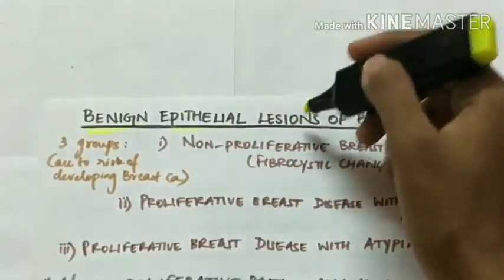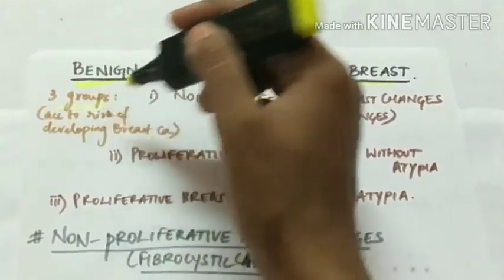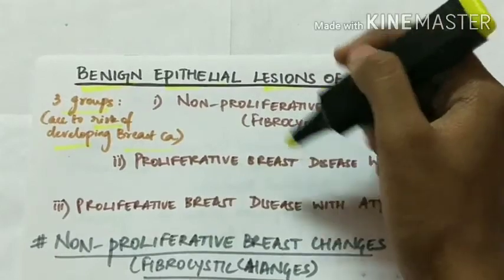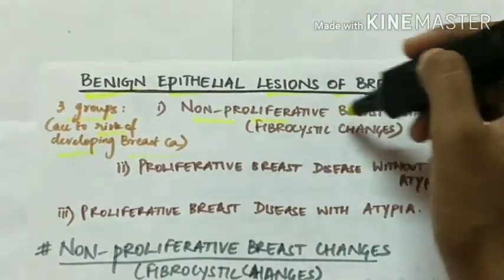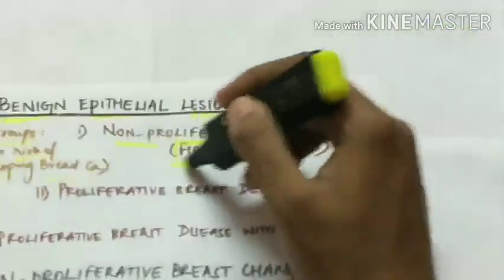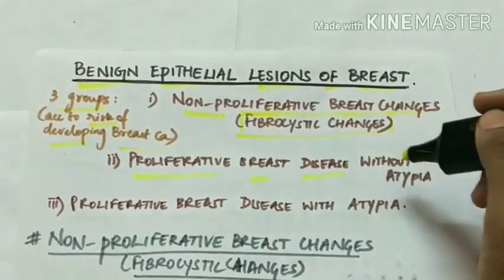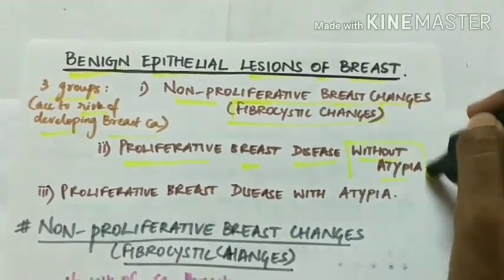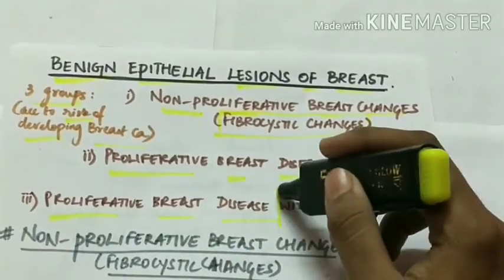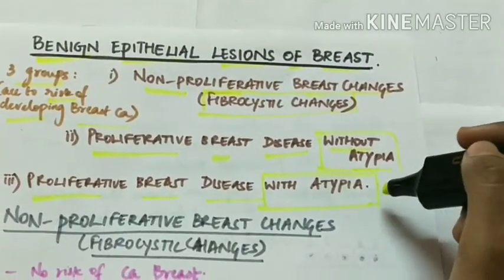Benign epithelial lesions of the breast. These are divided into three groups according to the risk of developing breast cancer. The three groups are non-proliferative breast changes, also called fibrocystic changes. Next is proliferative breast diseases without atypia. And the third group is proliferative breast diseases with atypia. These are the three groups of benign epithelial lesions of the breast.